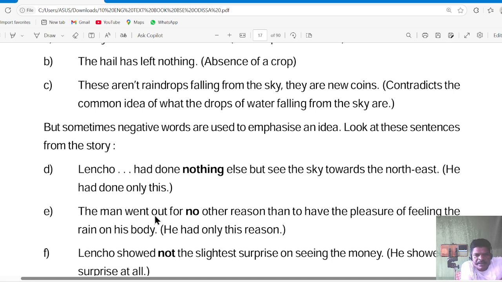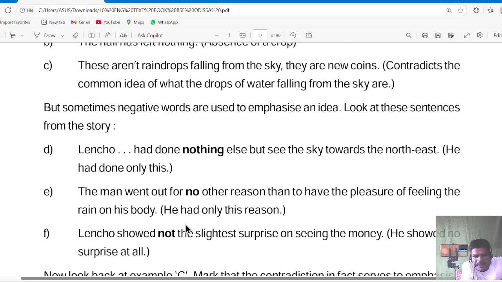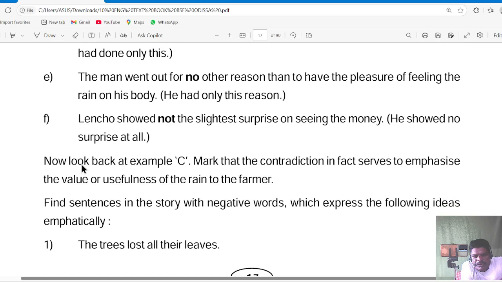The man went out for no other reason than to have the pleasure of feeling the rain on his body. He had only this reason. Lencho saw not the slightest surprise on seeing the money. She saw no surprise at all. Look back at example C. Mark the contradiction in the facts; it serves to emphasize the value or usefulness of the rain to the farmer.